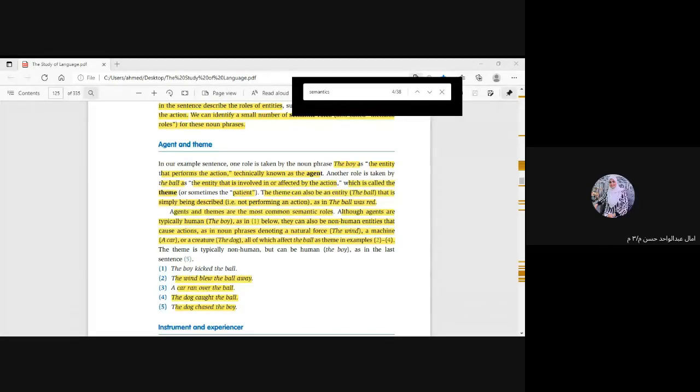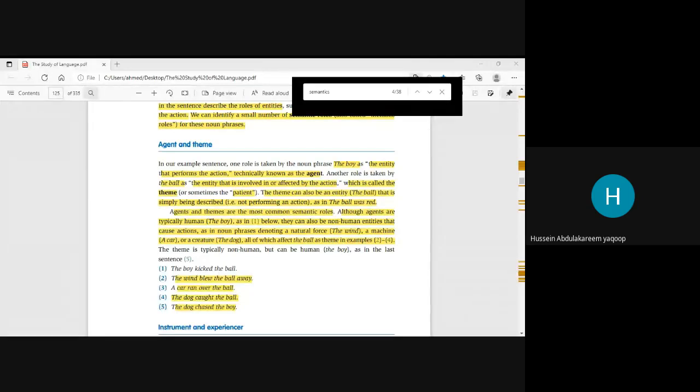Yes. The agent represents the doer of the action, while the theme is the recipient of that action or the entity affected by that action. Yes, this is great. When we say that the boy kicked the ball, the agent here is the boy, who is doing the act of kicking. But the ball is the entity affected by the kicking, the action of the boy. This is okay. Great, you hit the nail on the head. Now, any more ideas, please?